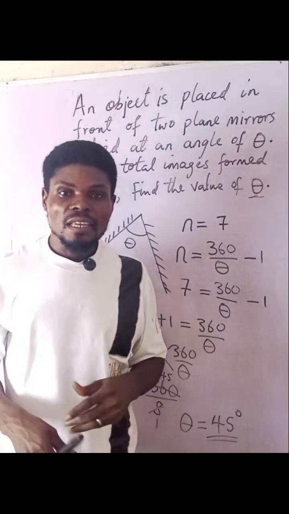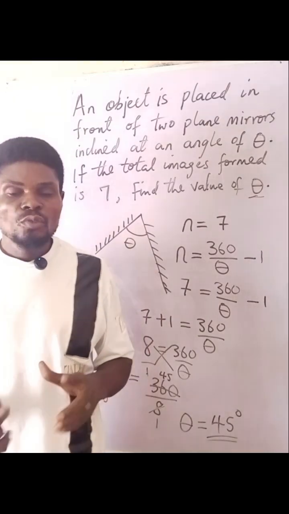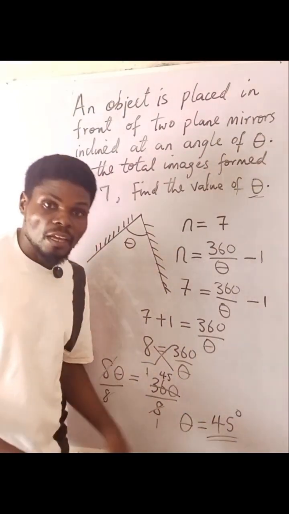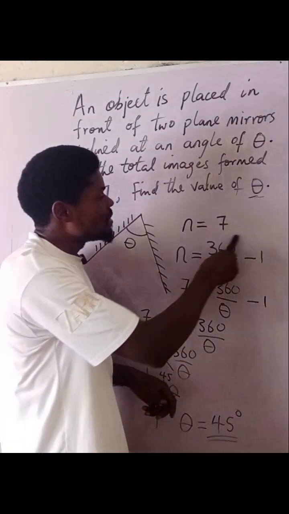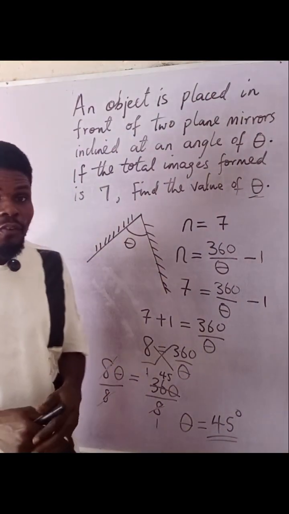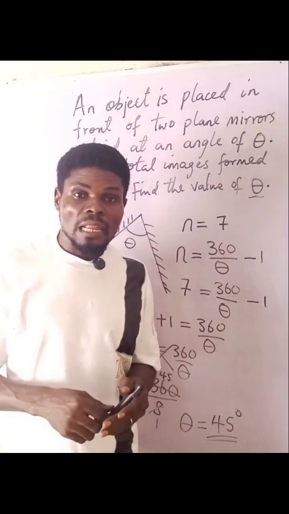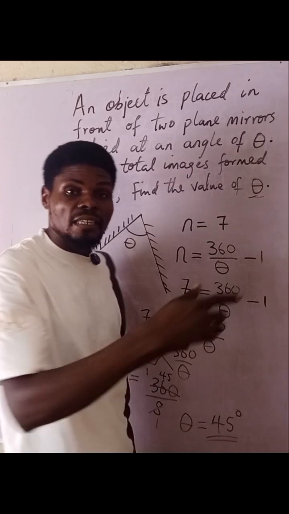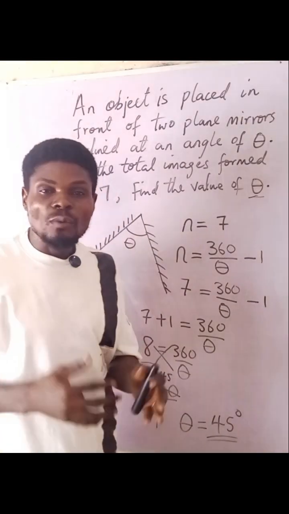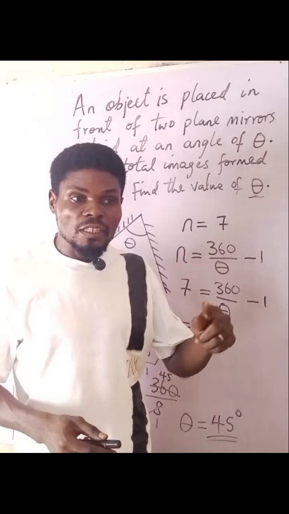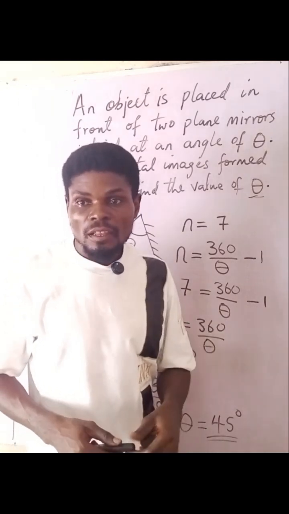And what it means is that anytime two plane mirrors are inclined at 45 degrees, we're going to have 7 images formed. That is how it is for other values of angles too. Like if the theta here is changed to 30 or even 90, then we have different numbers of images formed. The value of theta determines the number of images that are formed.